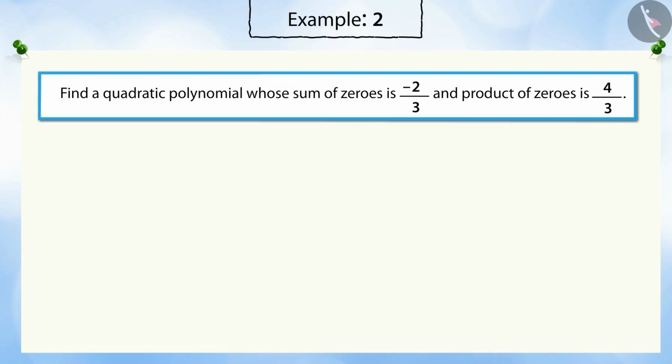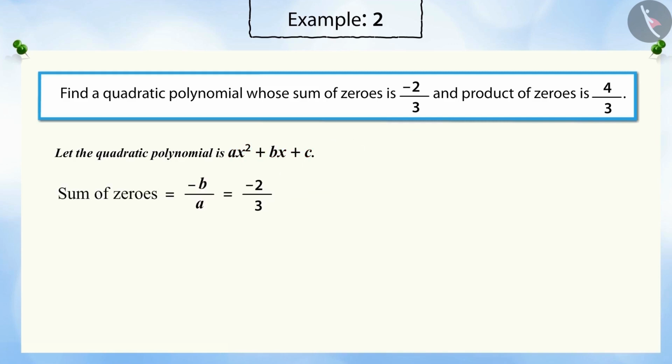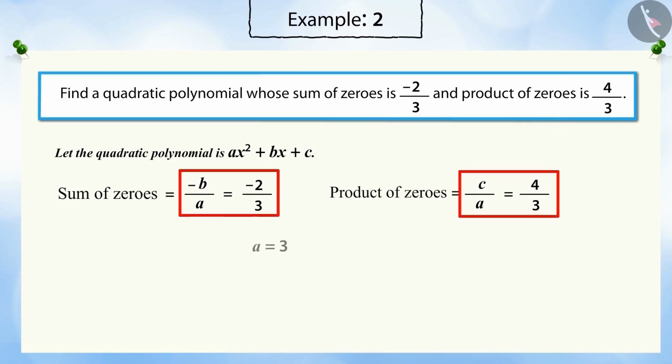Find a quadratic polynomial whose sum of zeros is -2/3 and product of zeros is 4/3. Here, the quadratic polynomial is ax² + bx + c. We know that the sum of zeros is -b/a and the product of the zeros is c/a. When compared, a is equal to 3, b is equal to 2 and c is equal to 4.